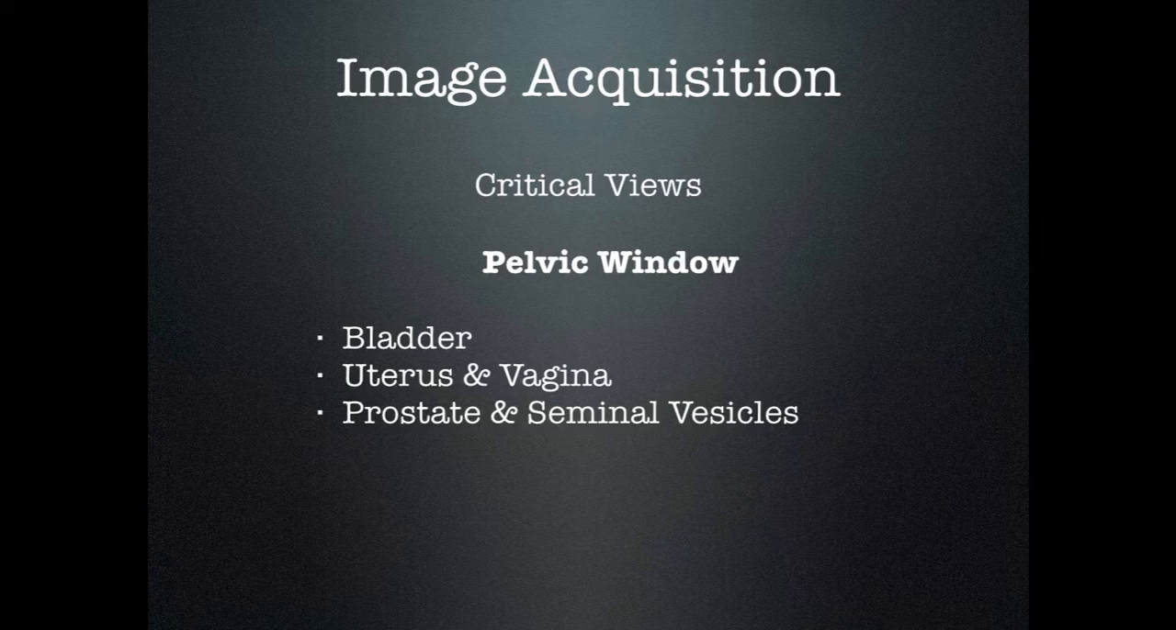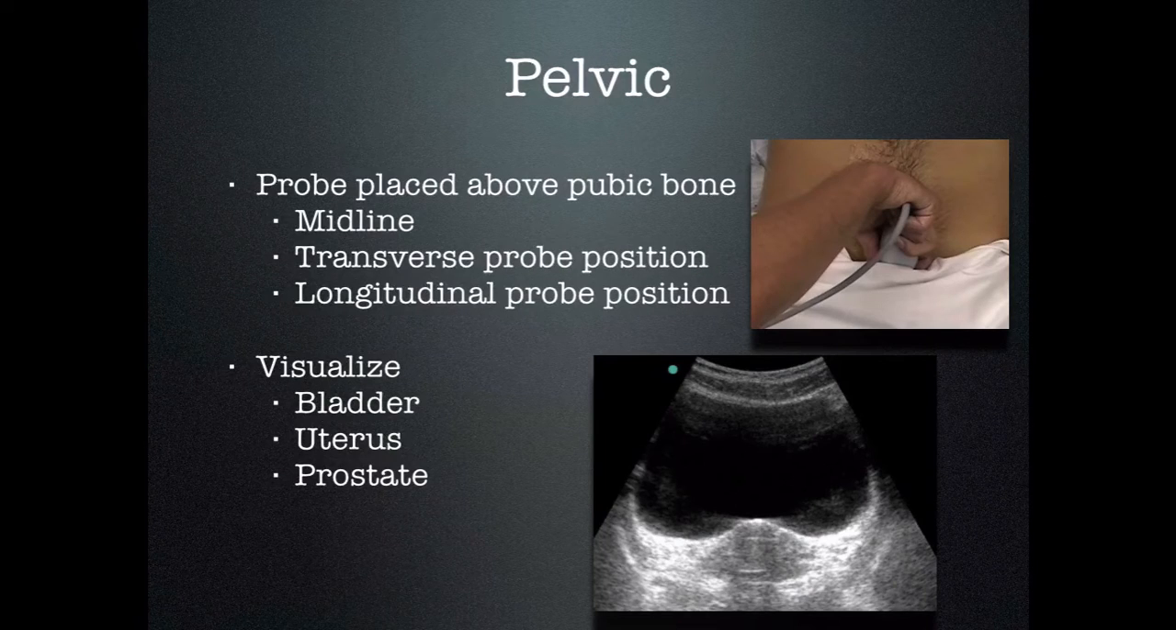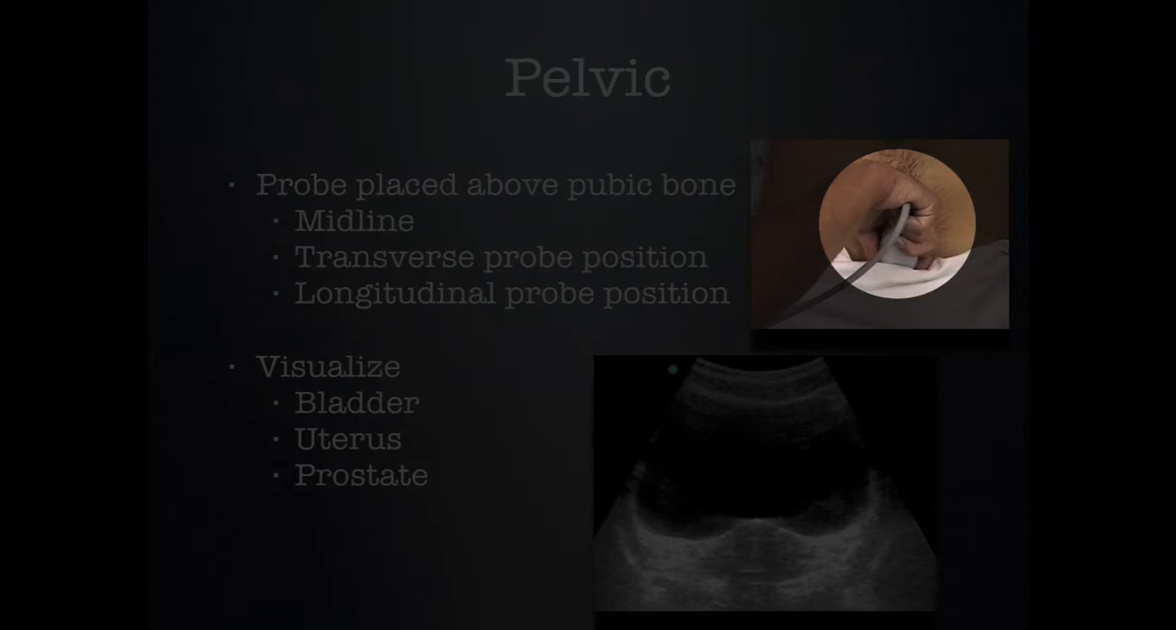The last window is the pelvic window. Here we're going to look for the bladder. We're going to look for fluid around the bladder. You will notice the uterus and vagina in a female and the prostate and seminal vesicles in a male. These can be a little challenging at times, but knowing these normal structures helps you differentiate free fluid from normal structures. For the pelvis, we place the probe across the body.